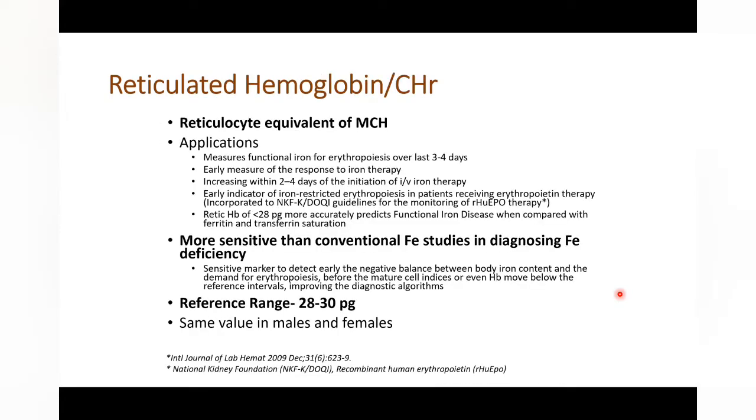Let's come to the next parameter, that is the equivalent of MCH. In the same way, mean corpuscular hemoglobin is there. So what is the reticulocyte equivalent of mean corpuscular hemoglobin? This is basically your reticulocyte hemoglobin, and it detects the hemoglobin content of the reticulocyte. It is more sensitive than conventional iron studies in diagnosing iron deficiency. So it's a better parameter to detect iron deficiency, and its reference range is 28 to 30 picogram.